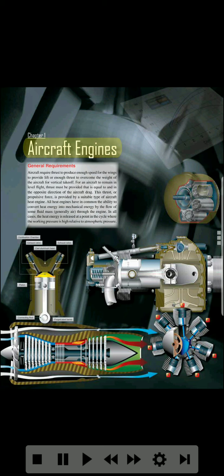Chapter 1. Aircraft Engines. General Requirements. Aircraft require thrust to produce enough speed for the wings to provide lift, or enough thrust to overcome the weight of the aircraft for vertical takeoff.